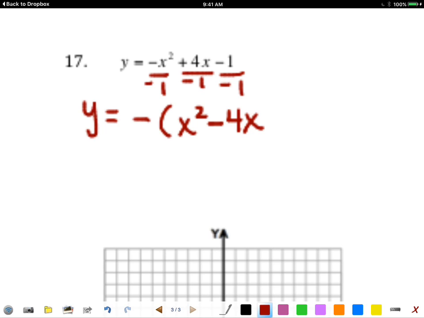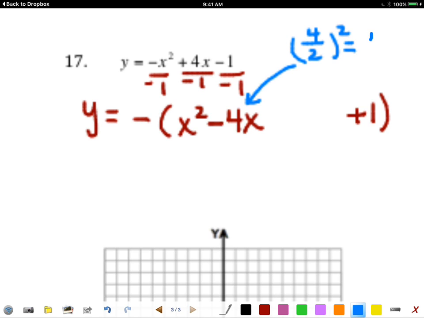Okay, so when we factor out the negative 1, negative x squared divided by negative 1 is x squared. 4 divided by negative 1 is negative 4x. Leave a space, and then negative 1 divided by negative 1 is a positive 1. Now, to fill in this blank, we do b divided by 2 squared, which would be 4. So we do plus 4 minus 4. Good, Jackson.